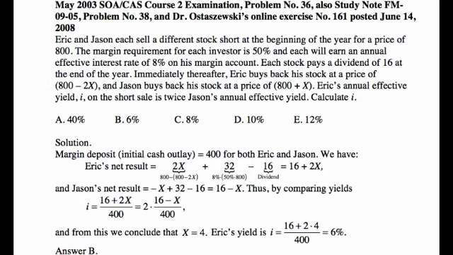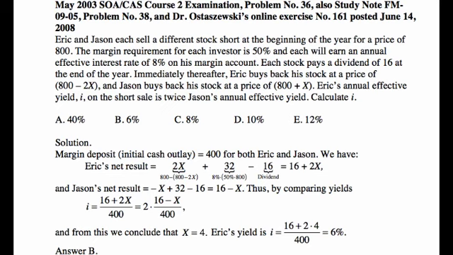Here's an example of a calculation like that. We have Eric and Jason, who each sell a different stock short at the beginning of the year for a price of $800. The margin requirement for each investor is 50%, and each will earn an annual effective interest rate of 8% on his margin account. It's an unusual situation of earning interest on the margin, but that's okay. You can see that you would be told this thing. Each stock pays a dividend of 16 at the end of the year.